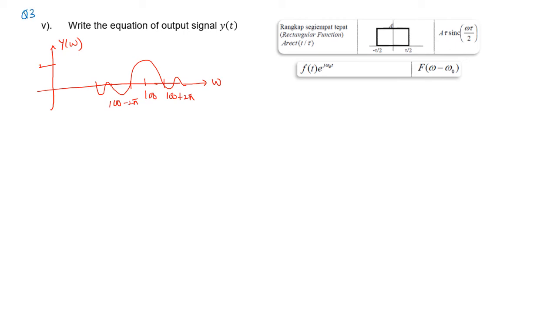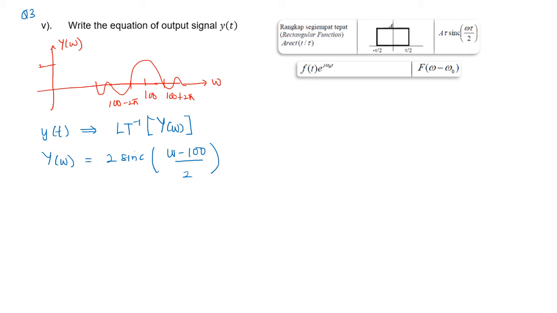Okay, write the equation of output signal y(t). From the previous question, we have sketched the Y(omega). So in order to get y(t), it is basically the inverse Laplace transform of Y(omega). So what is your Y(omega) in this case? From the signal, it is equal to tau sinc function, omega minus 100 divided by 2.